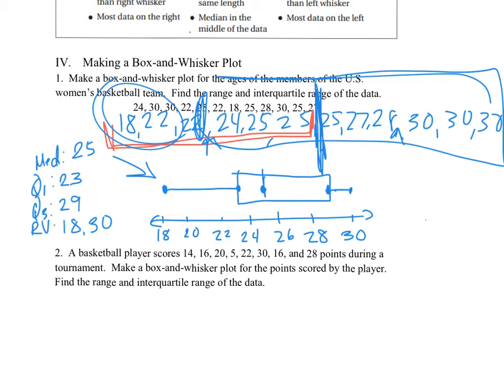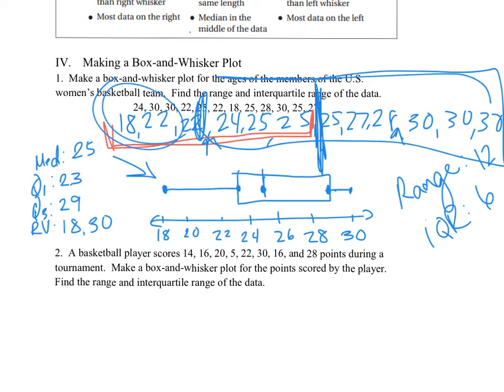It asks us to find your range, which is the highest minus the lowest. So the range of the data is going to be 12, because you take 30 minus 18. Your IQR is the third quartile minus the first quartile, so 29 minus 23, which is 6. So they're not that big of a spread per se in data, but it is skewed.